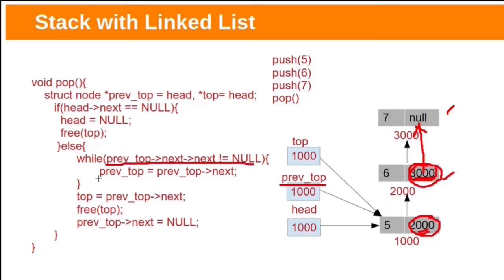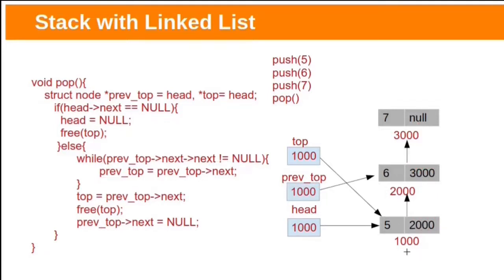So the pointer previous top will be incremented. Initially previous top was 1000. After increment it would be 2000. So now it will be pointing to this second node. Again this condition will be checked. Previous top next, that is 3000, and its next is null. So this condition will fail. It will get out from this loop.